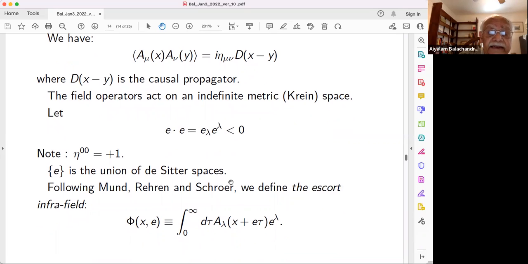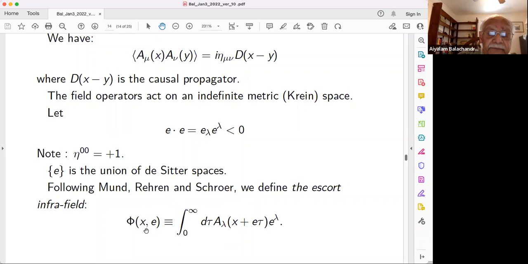Now let me define what Mund, Rehren and Schroer called the escort field, which is coming from Dirac's work. What I'm doing is A lambda, the connection form, at x plus e tau, multiplied by e lambda d tau, integrated from 0 to infinity.